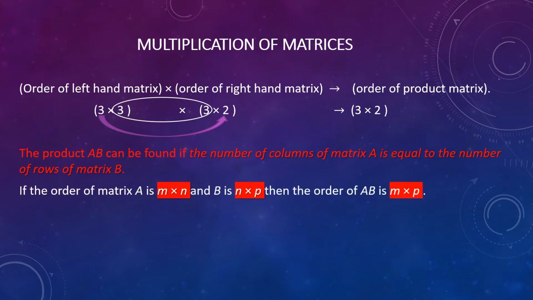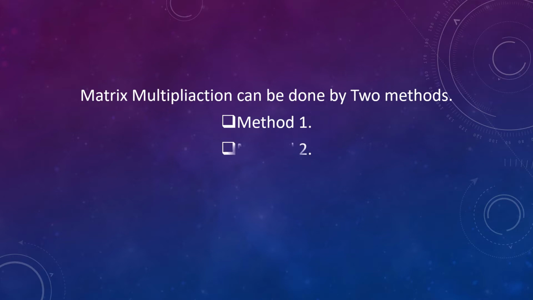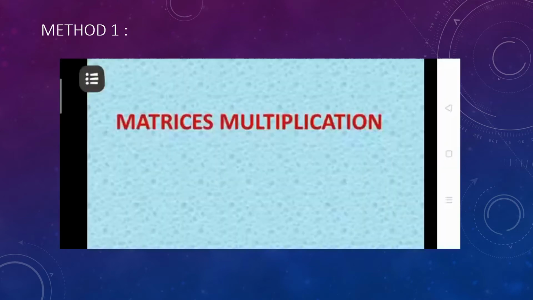If the order of matrix A is M cross N and B is N cross P, then the order of AB is M cross P. That is, here N and N are equal, so the product is M cross P. Here I will explain matrix multiplication by two methods, that is method 1 and method 2. Method 1 is explained in your book.